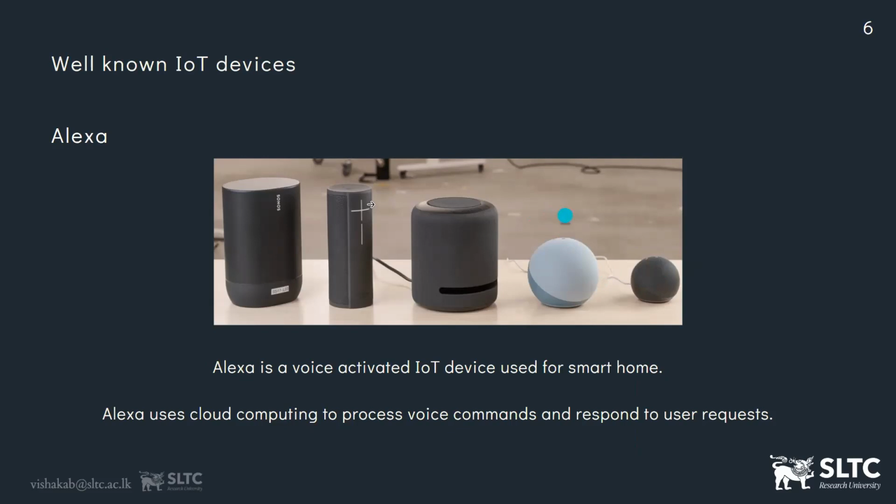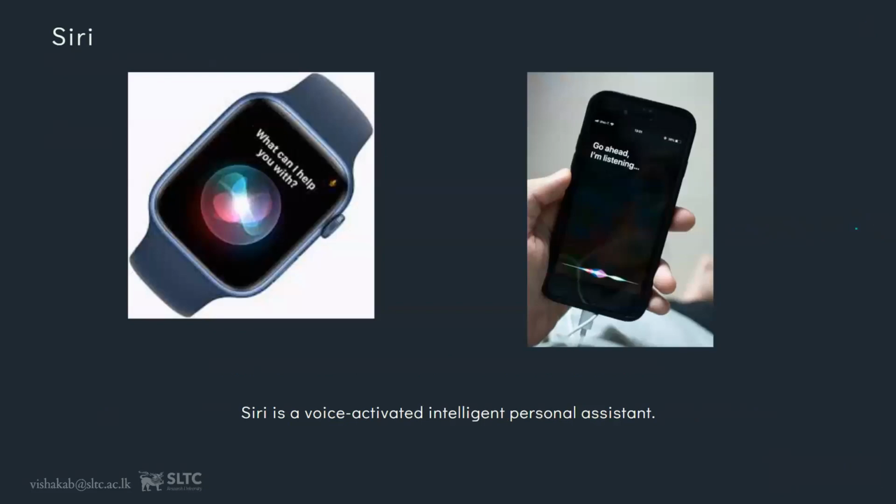When we talk about well-known IoT devices, there are many in use. People use, for example, Alexa, a voice activated IoT device for smart home usage. This is one of the IoT devices that can collect data from the environment and respond to the commands given by the user, by accessing data available on the internet, in cloud servers for example, and giving accurate and useful information to the customer. There are other products such as Siri, which is also a voice activated intelligent personal assistant.